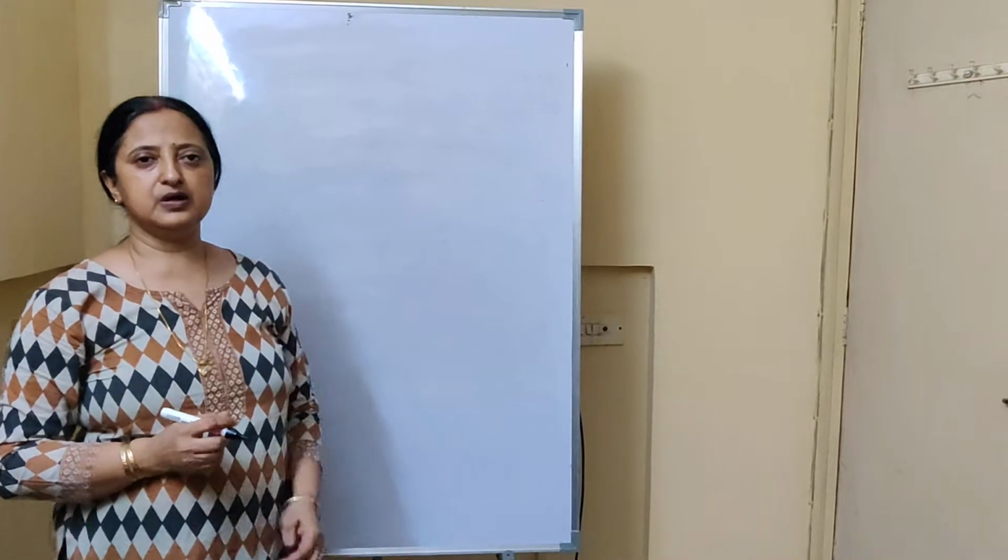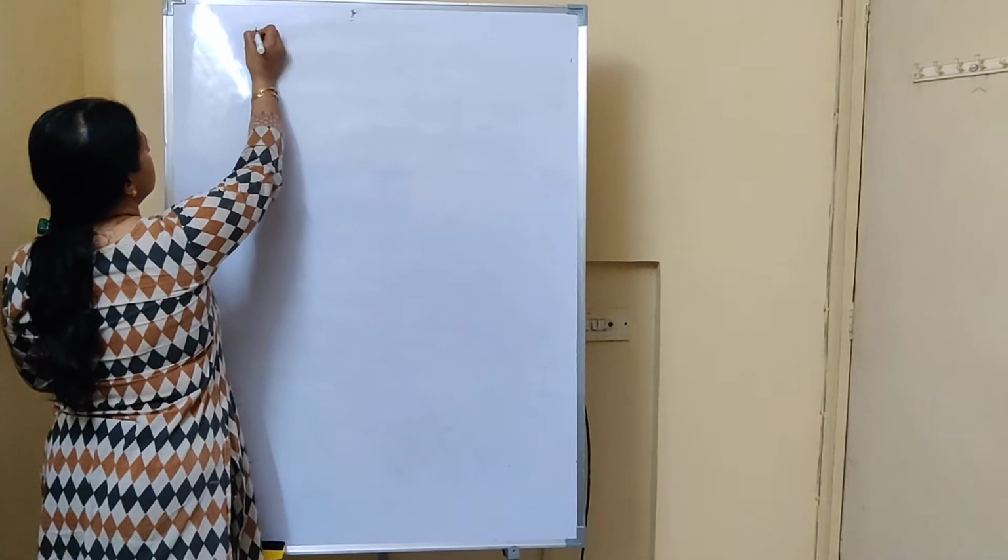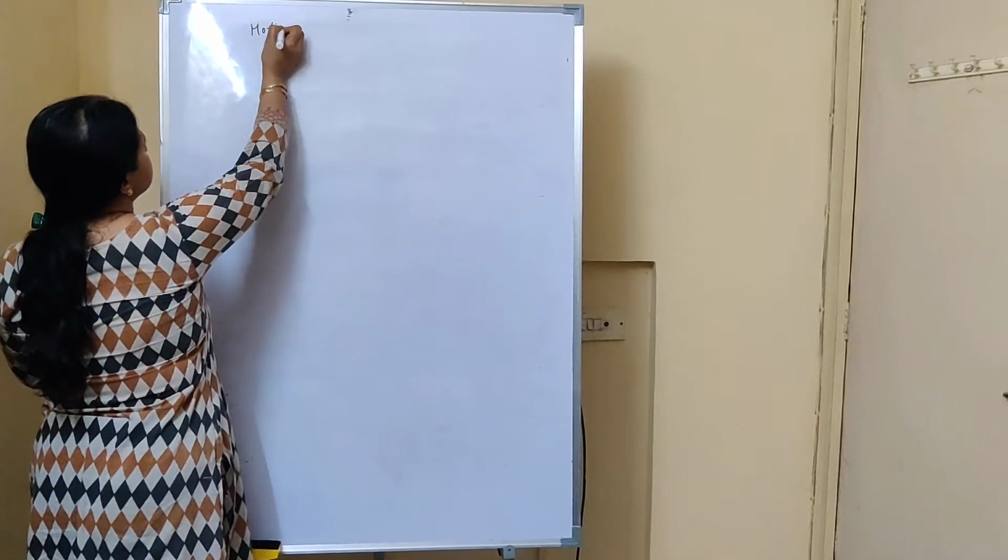Motion in one dimension, the second chapter. So first is scalar quantity and vector quantity.